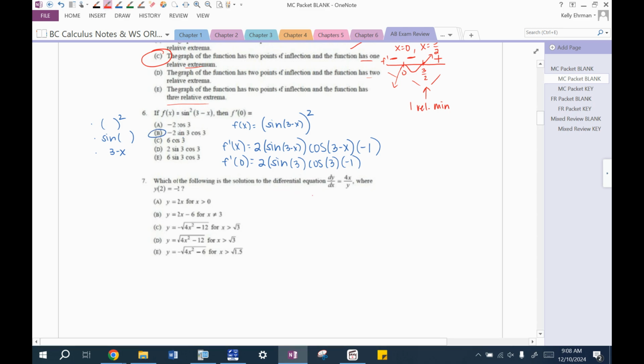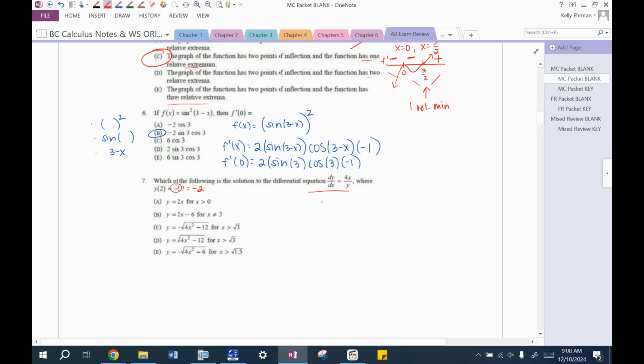Which of the following is the solution to the differential equation dy/dx equals 4x over y, where y of 2 equals negative 2? All right, so this is a separate, integrate, celebrate problem. Then we have something to plug in to figure this out.